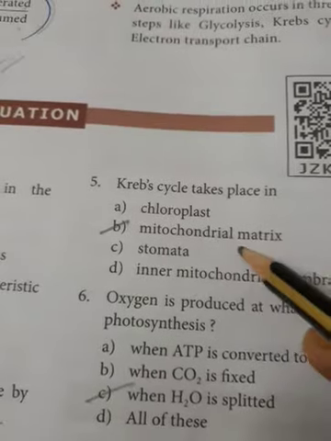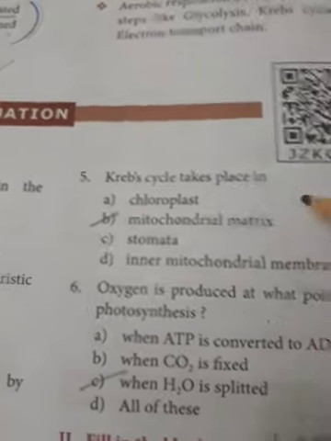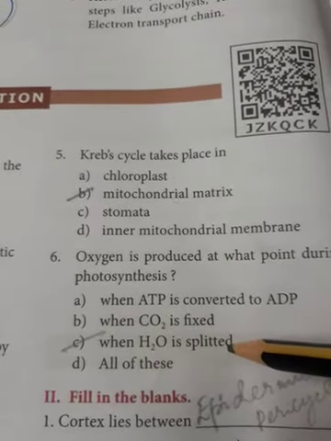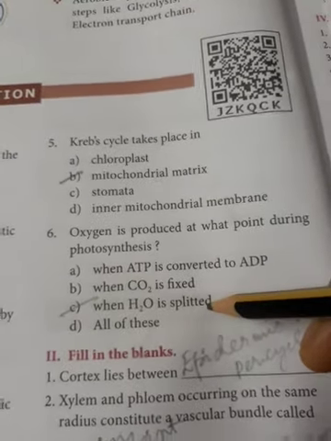Fifth one, Krebs cycle takes place in mitochondrial matrix. Sixth one, when H2O is split. Now fill in the blanks.